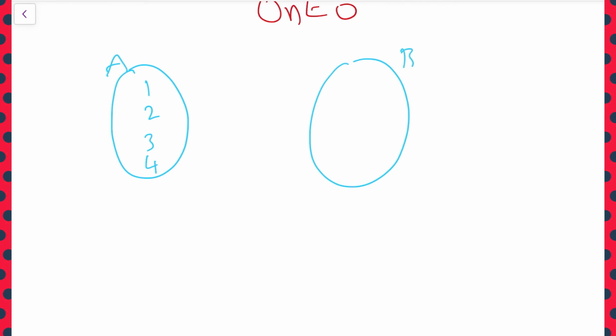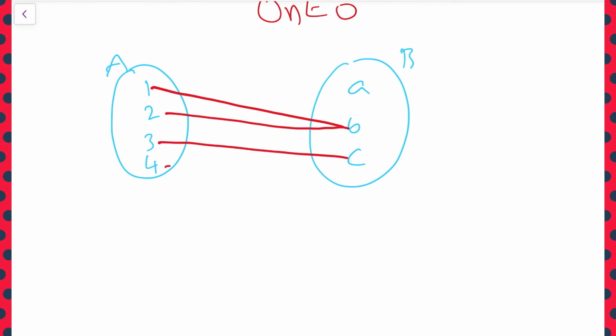Next, set A we have 1, 2, 3, 4. Set B we have a, b, c, and the function g is represented as (1, b), (2, b), (3, c), (4, c). Shall we call this a surjection or not?